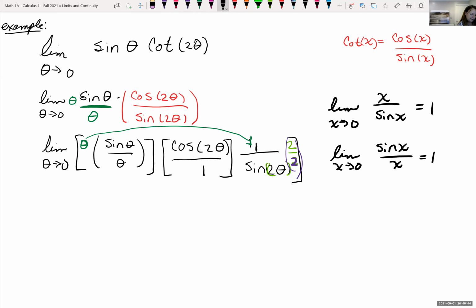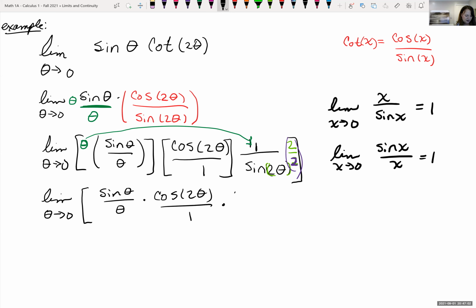So we can rewrite this again. Limit as theta goes to 0. We have our sine of theta over theta times our cosine of 2 theta over 1 times our 2 theta all over sine 2 theta times 1/2.